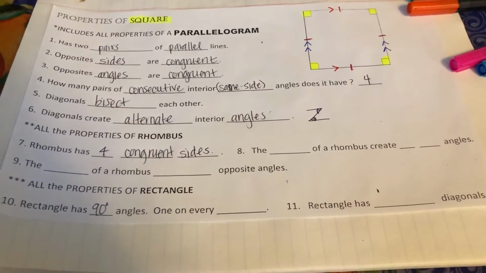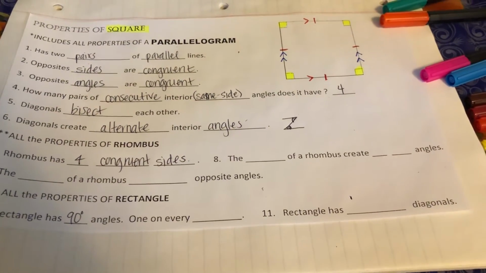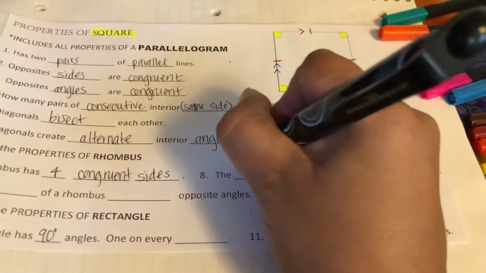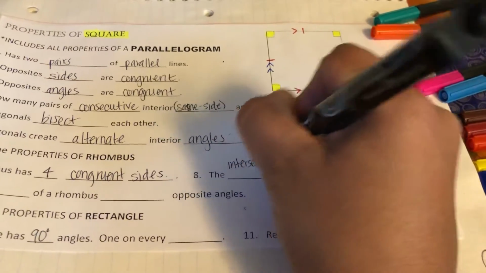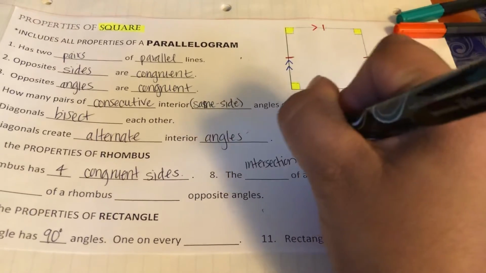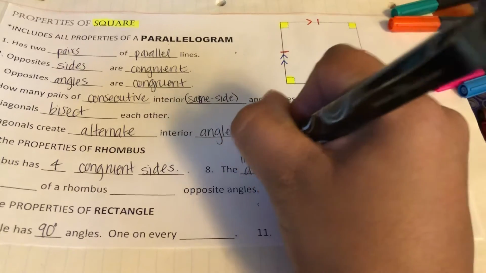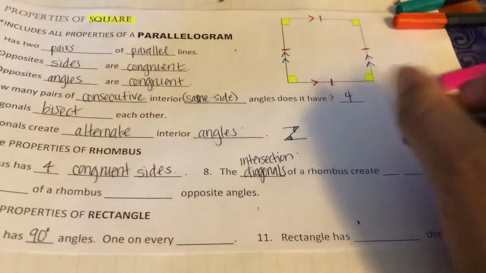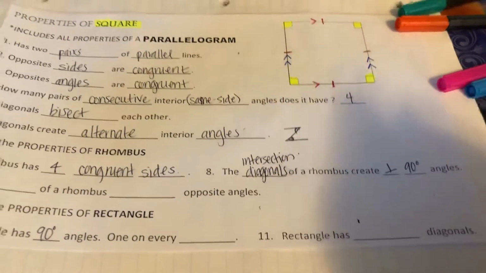Like we said, a rhombus has four congruent sides, and the blank of a rhombus create 90-degree angles. The what? The diagonals, or the intersection of the diagonals, create perpendicular, right, 90-degree angles.